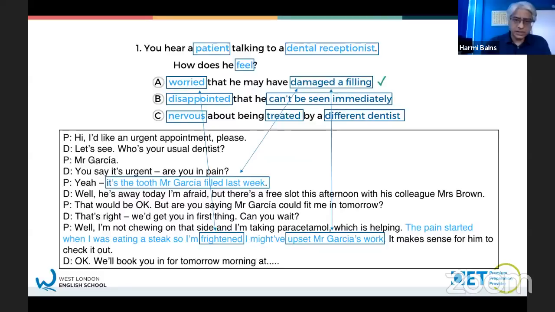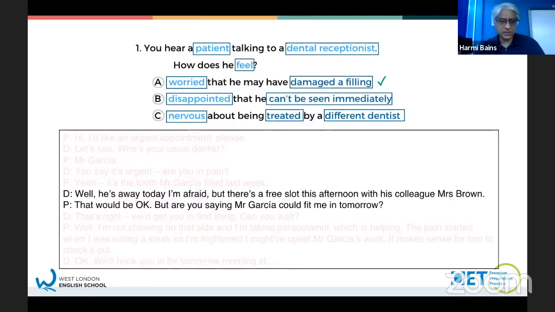Like I said, you've just got to take care, and these questions can be ambiguous. If I take this sentence, the receptionist said, well, he's away today, I'm afraid, but there's a slot this afternoon with his colleague, Mrs. Brown. The patient said that would be okay, but are you saying Mr. Garcia could fit me in tomorrow? And I'm just going to highlight that bit here.